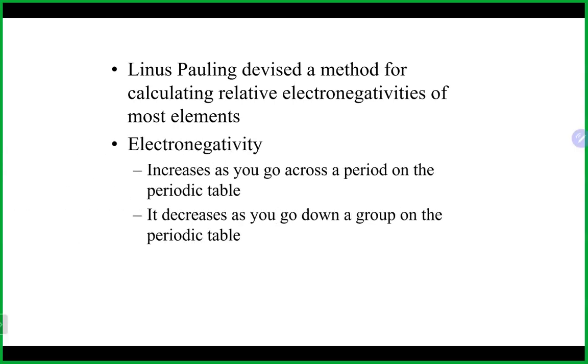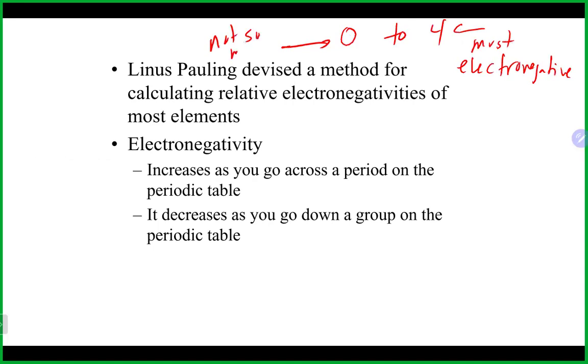A guy by the name of Pauling devised a method for calculating electronegativity values for the elements. He basically had a scale that ran from 0 to 4, 4 being the most electronegative. 0, not so much. So not very electronegative pretty much at all, no electronegativity.